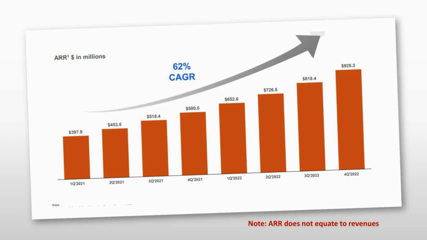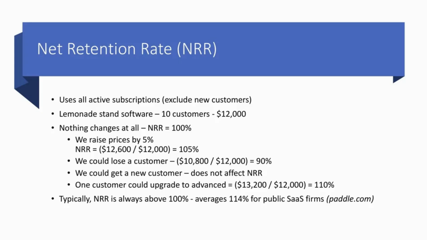So let's look at something a little bit more advanced, what they call net retention rate. This involves all your active subscriptions, so forget about any new customers. Let's say we calculated net retention rate for our lemonade stand. Well, remember, we had 10 customers paying us $1,200. That's $12,000. If nothing changed at all, the next year we would receive 100% of that money. But things do change. What could happen?